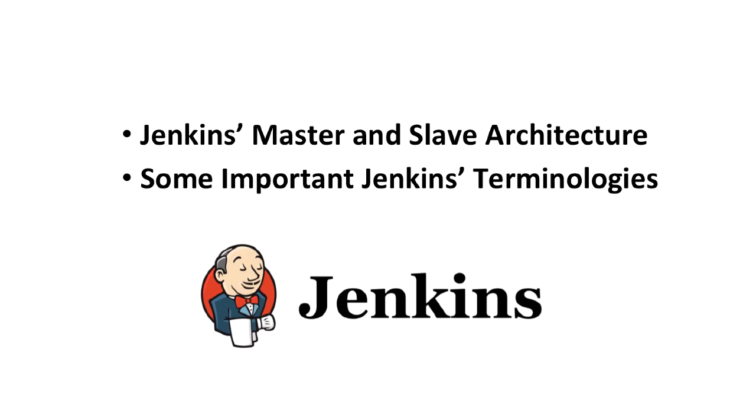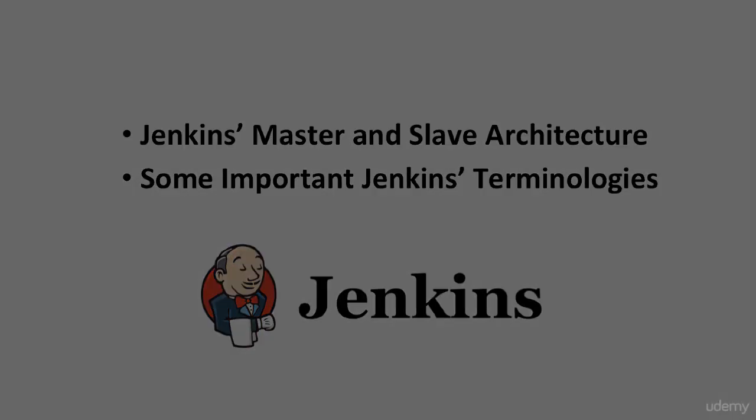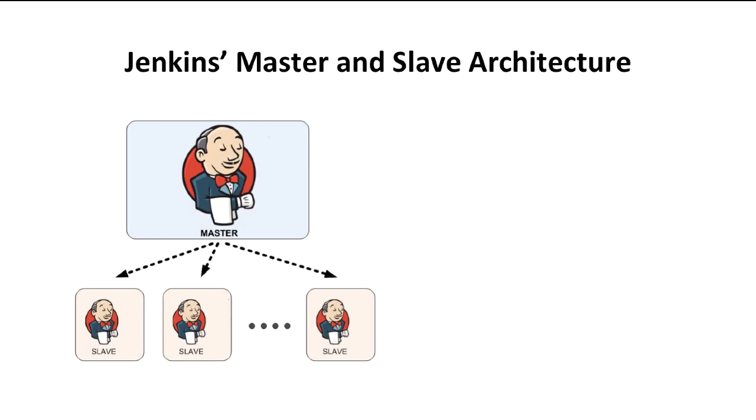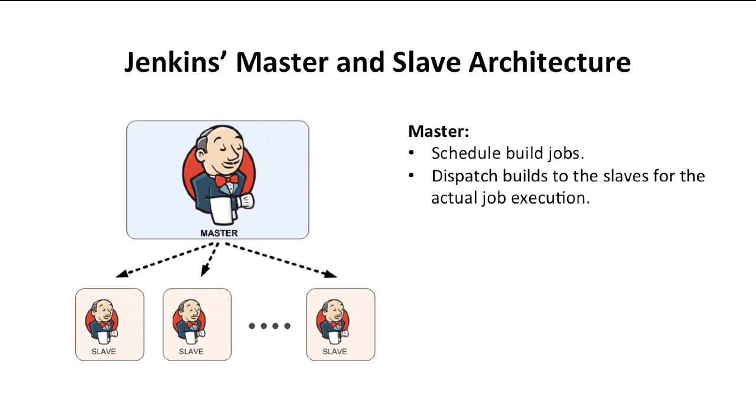In this lecture, we're going to take a look at Jenkins master-slave architecture and introduce some important Jenkins terminologies. Jenkins uses a master and slave architecture to manage the distributed builds. The master's job is to handle scheduling build jobs, dispatching builds to the slaves for the actual job execution, monitoring the slaves, and recording the build results and presenting the build reports.